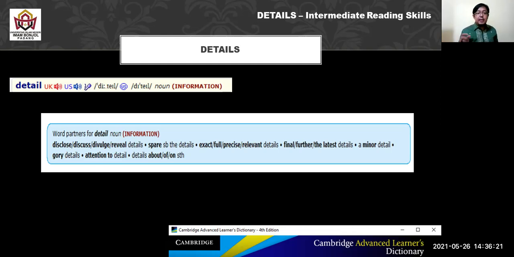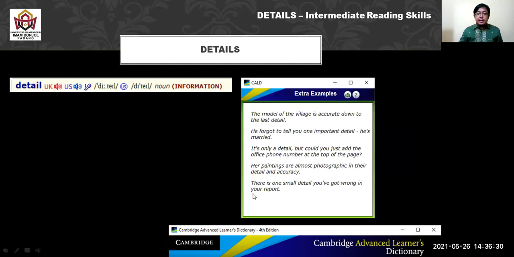So, itu berkaitan dengan contoh, the details, keterangan lengkap, ya, from Cambridge Advanced Learner's Dictionary. Kata details juga beberapa contoh lainnya seperti ini. The model of the village is accurate down to the last detail. He forgot to tell you one important detail, is married. It's only a detail, but could you just add the office phone number at the top of the page? Her paintings are almost photographic in their detail and accuracy. There is one small detail you've got wrong in your report.